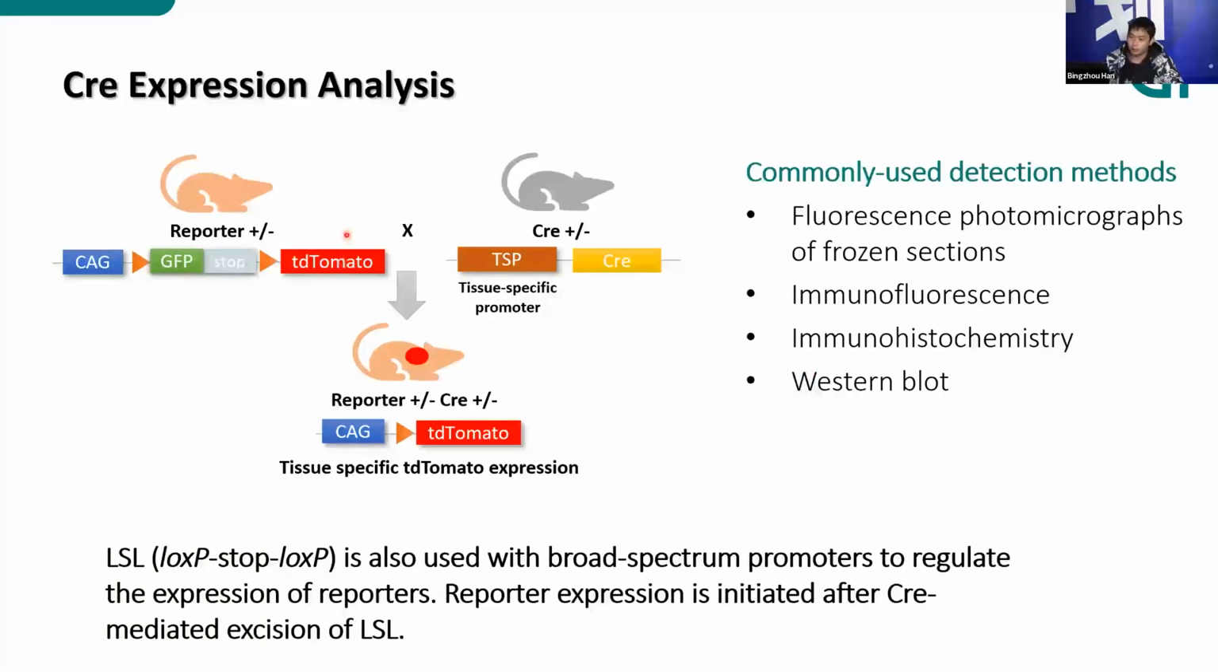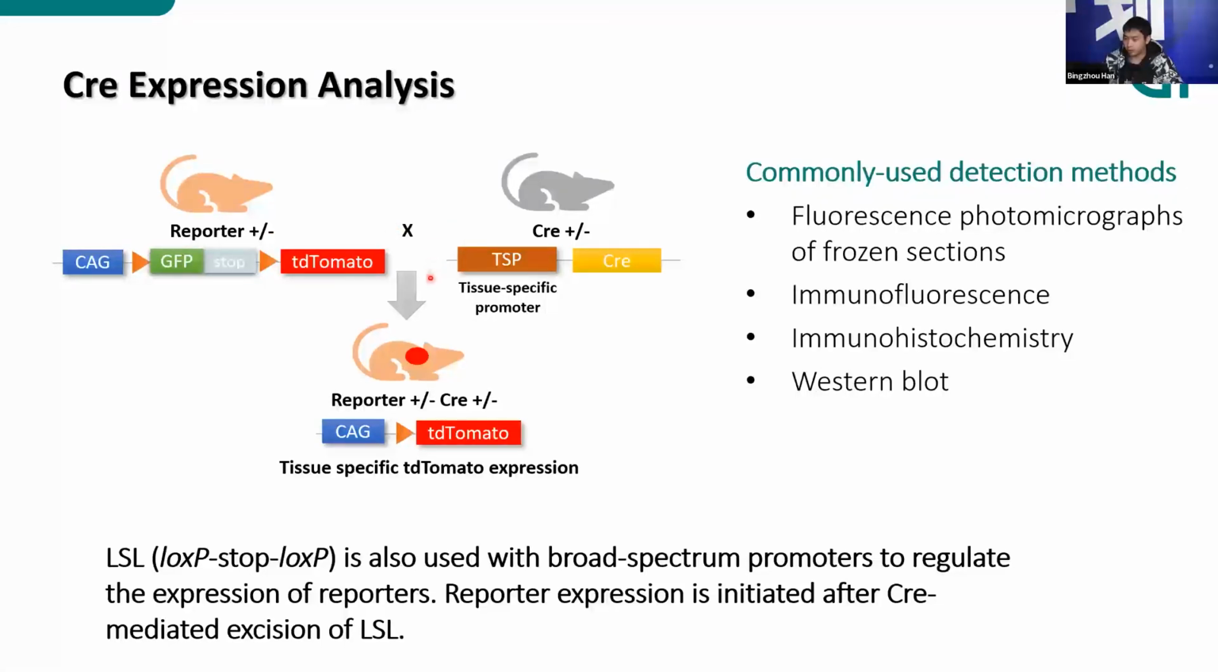So generally, we cross two strains together. One is a reporter strain, which has a ubiquitously expressed green fluorescent protein and a stop cassette, which will terminate the transcription. And this is flanked by one pair of LoxPs. Then at the downstream, there will be another fluorescent reporter gene, in this case tdTomato red fluorescence. It won't be expressed under normal conditions, since the transcription termination cassette prevents transcription. Then we cross this reporter strain with the Cre we want to test.